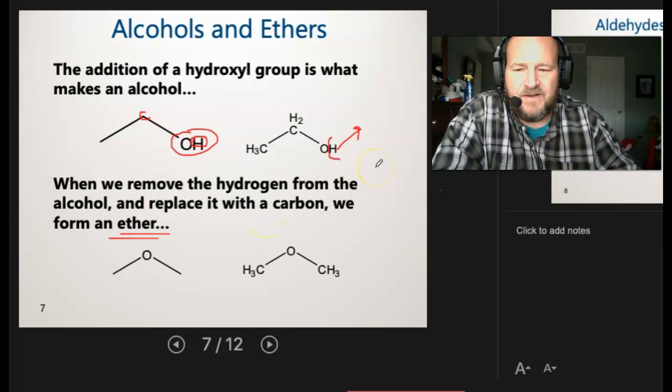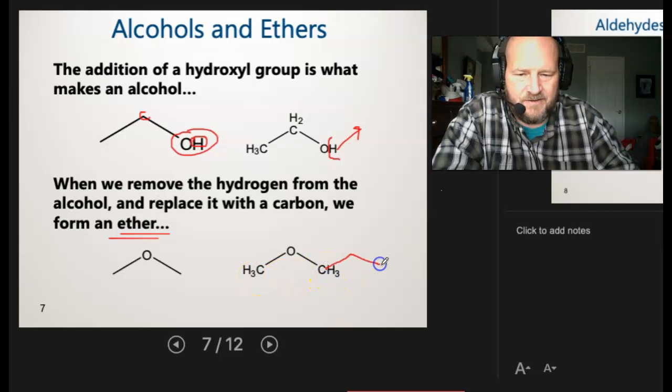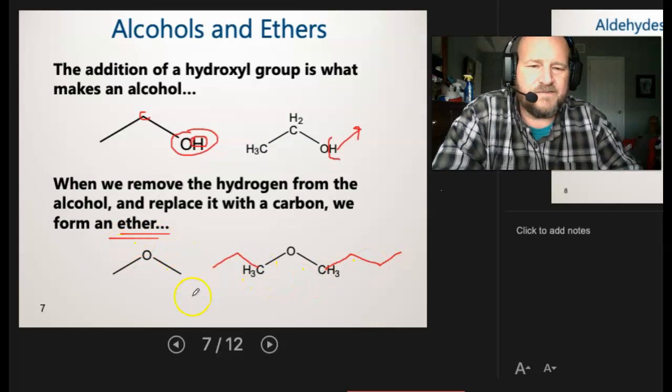So an ether is going to be a carbon-oxygen-carbon bond. And again, these chains could be longer. I have CH3 groups here, but this could easily be another carbon, another carbon, another carbon. Keep going as far as you want.